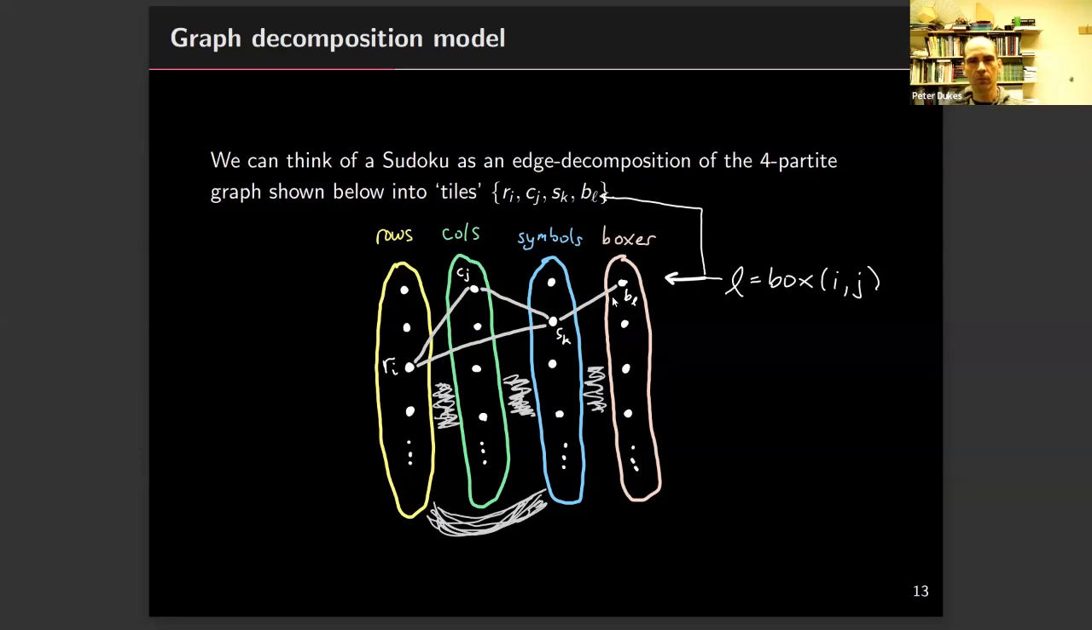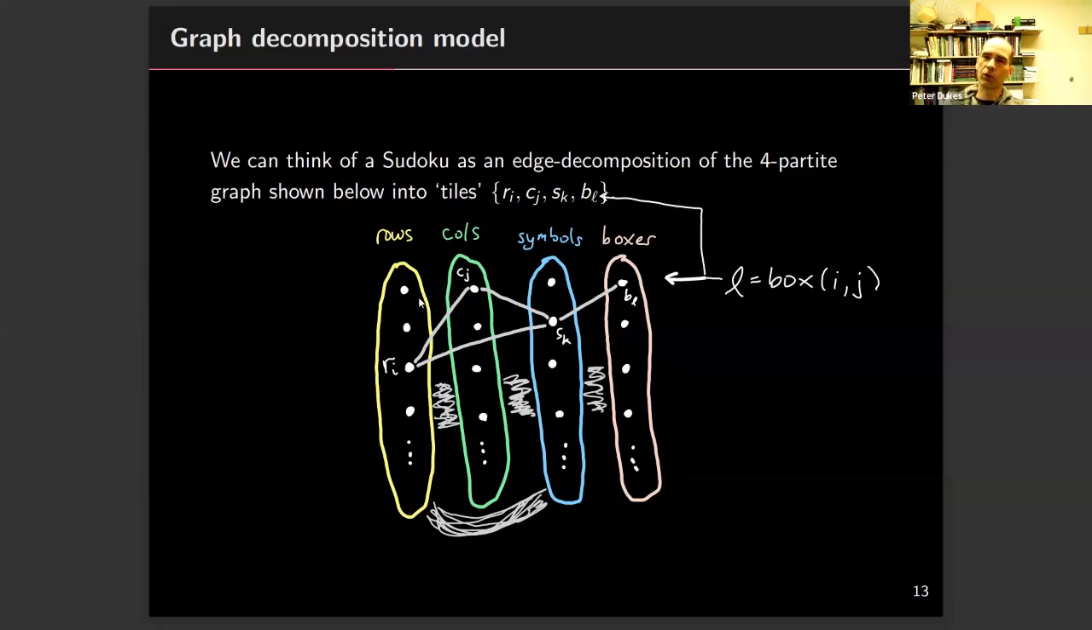Okay, so we want to decompose this into these gadgets or tiles, which are a choice of a row, column, symbol, and box, where the box has to make sense for the row and column. So it has to be that the box, say B sub L, that's chosen for this tile should be the box where cell ij would be. So we've got certain valid tiles, and we'd like a tile decomposition of this 4-partite graph.